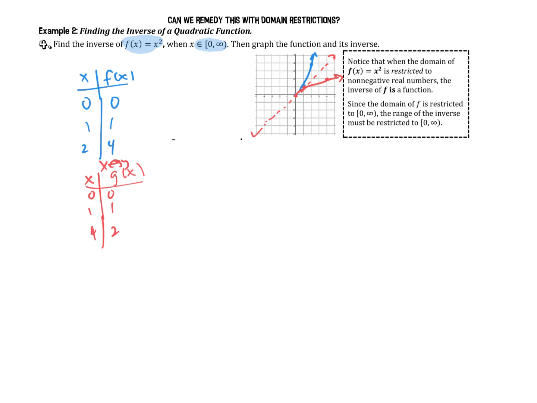But notice that if we have a domain restriction, that everything we're plugging in here has to be positive, that is also going to restrict the domain and the range of our inverse function. So just keeping that in mind, restricting the domain in one function is going to affect the range in the other function. Now let's talk about an efficient way to tell if the inverse of a function is also going to be a function, which could help us determine whether or not we need to add a domain restriction.